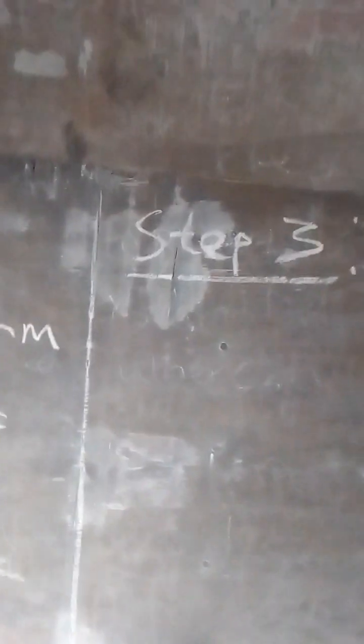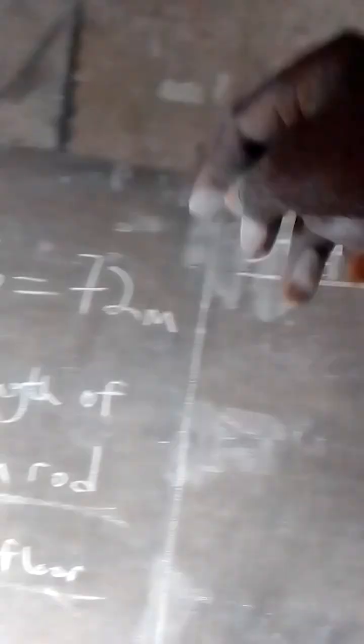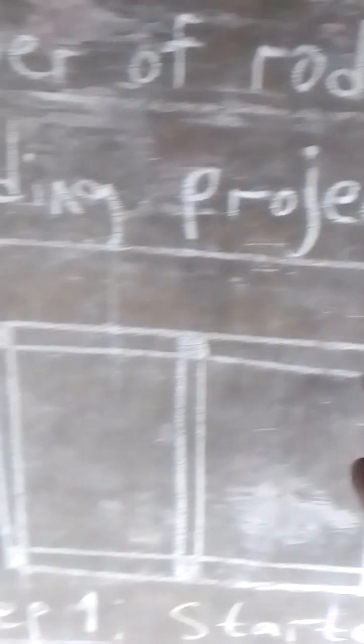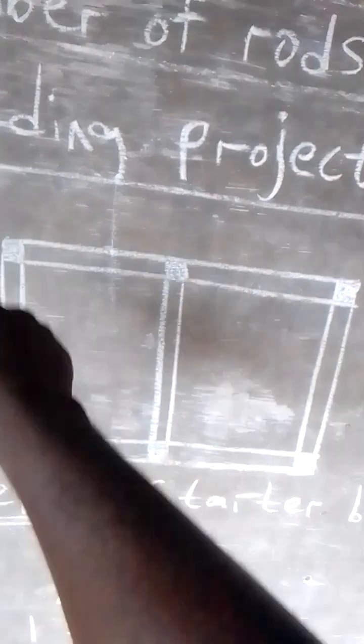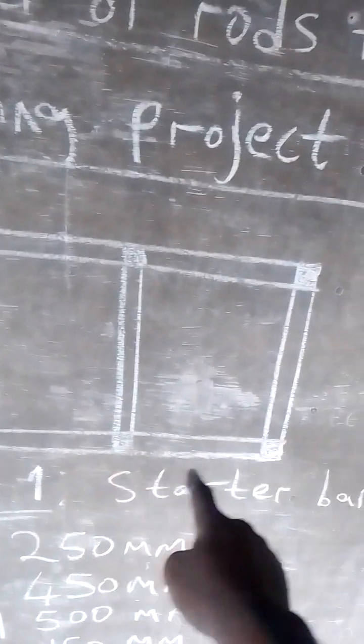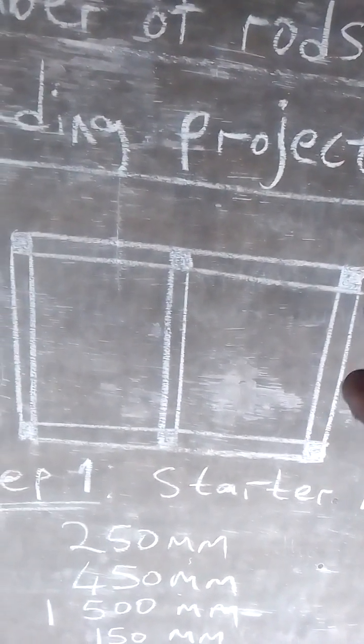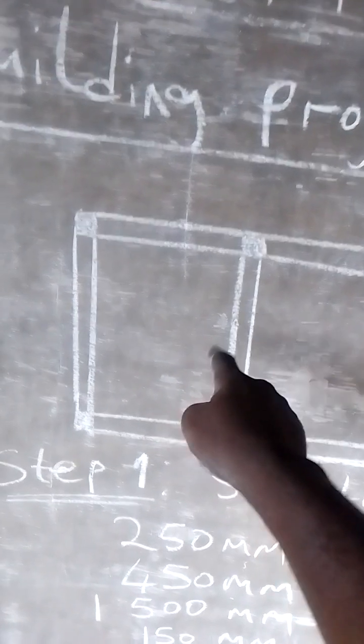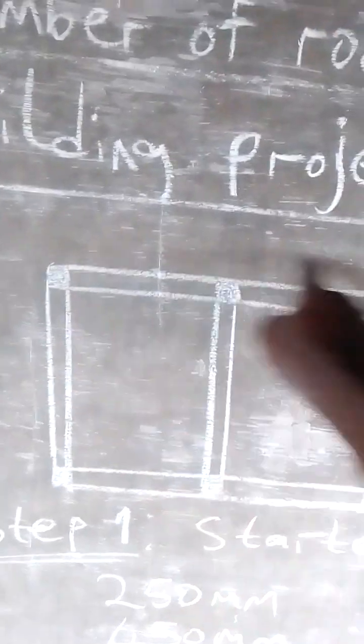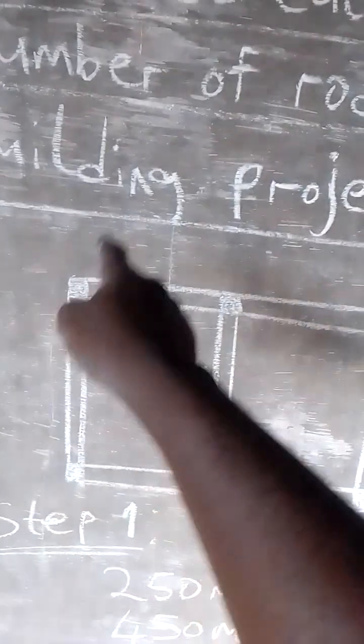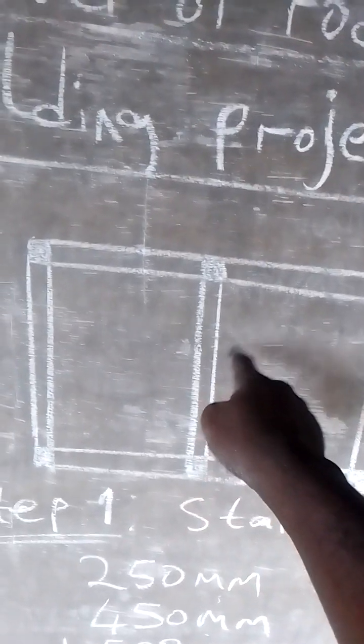When we are calculating for the roof, there is a difference. The external walls, let me show you. The external walls are not calculated the same way as the internal walls. What do I mean? The external pillars are done differently from the internal pillars.